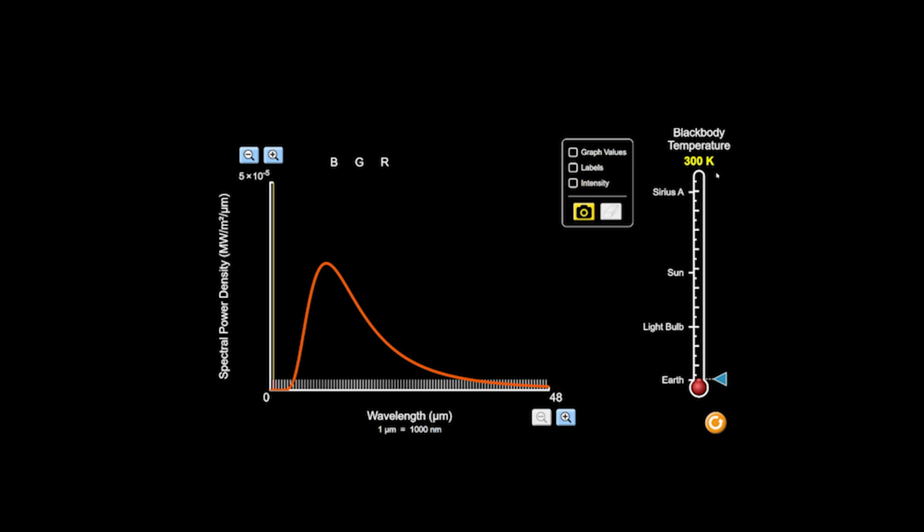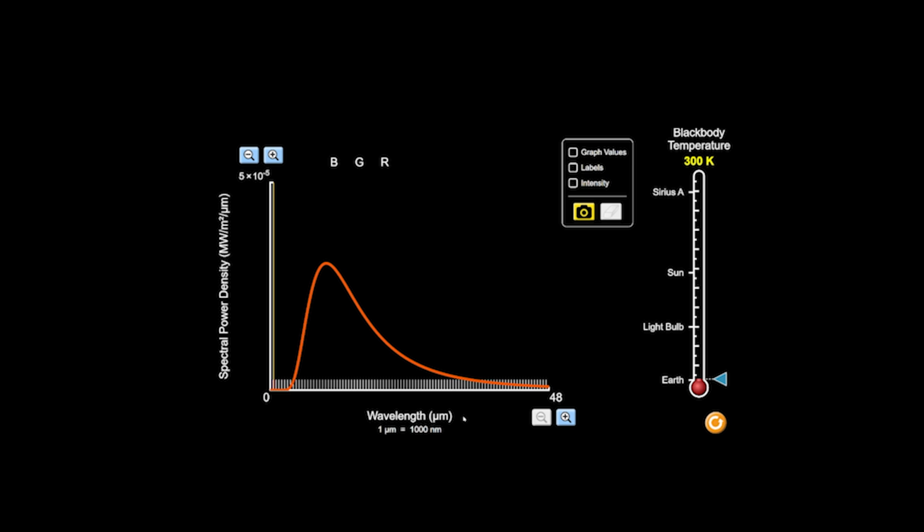If we start off with the thermometer on the right, which tells us the temperature of the object, set at 300 Kelvin, which is about the sort of everyday temperature we would get on the Earth. The graph shows us the spectrum of wavelengths that we would get from an object at that temperature. The vertical axis shows us the intensity of each radiation, and the horizontal axis shows us the wavelength.